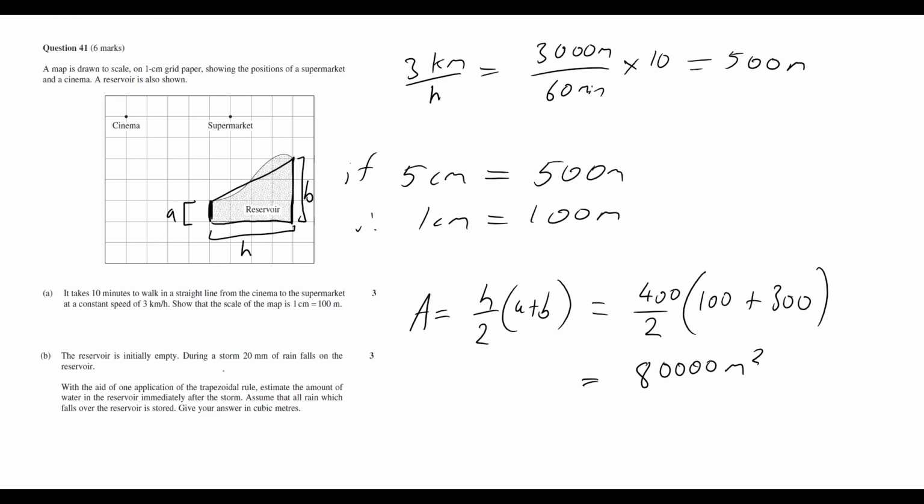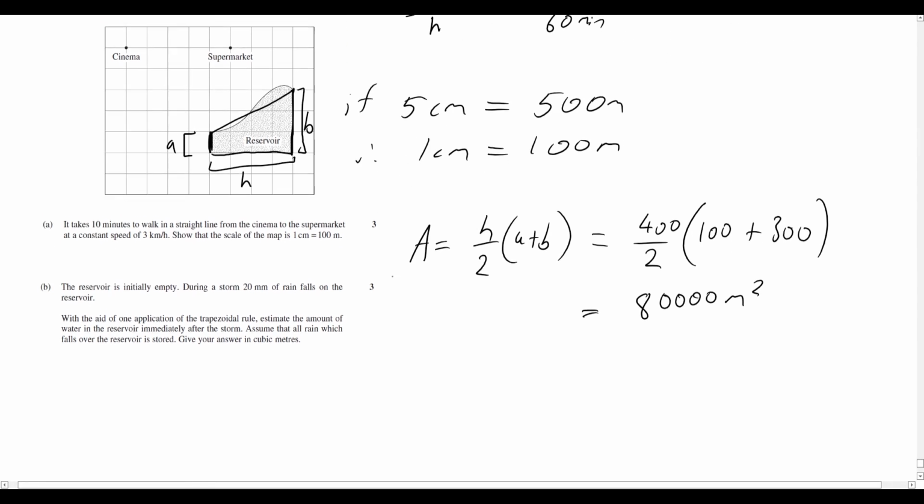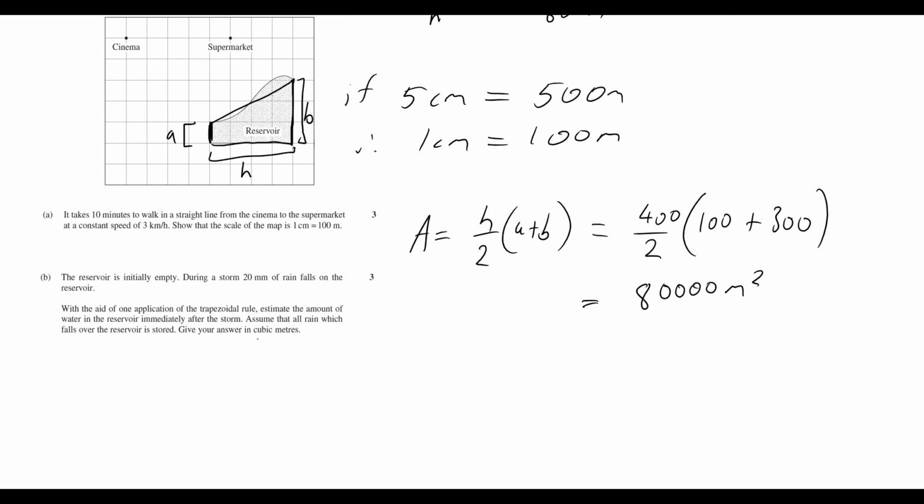Okay, so now we have the area of the reservoir, so we have satisfied the part where it's asked us to use the trapezoidal rule. So what we should do now is look at how much rain actually fell. So if we have a rainfall of 20 millimeters, well, what does 20 millimeters equal in meters? That's going to be 0.02 meters.